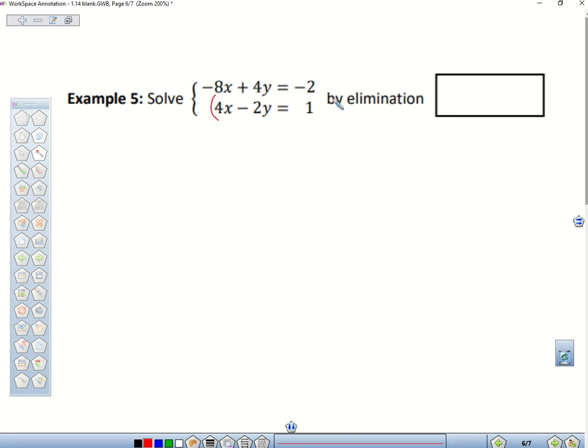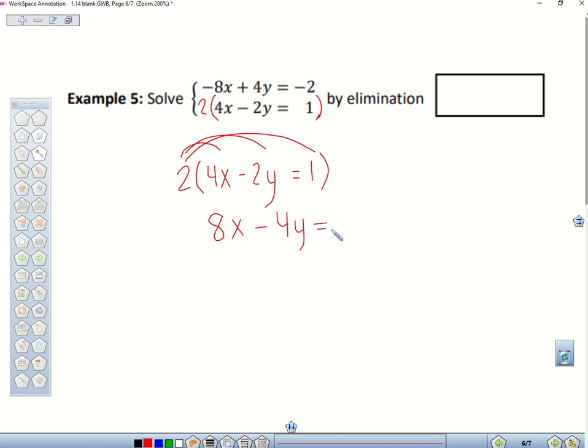And what should I multiply this equation by? Negative 2. Not negative 2, but positive 2. Good. So I'm going to multiply the second equation by a positive 2. Distribute. That gives me 8x minus 4y equals 2. And then I'll bring my first equation down.